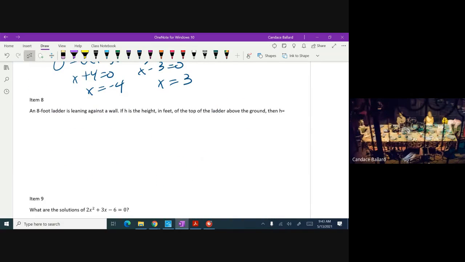Now, I was lazy and did not draw the picture. Okay? But I know you all know how to do the picture. All right? So we have an 8-foot ladder leaning against a wall. So let's do that first. Mrs. Ballard and her drawings, right? So here's my wall. Here's my 8-foot ladder. Oh, excuse me. All right, I'm going to label that 8 feet.